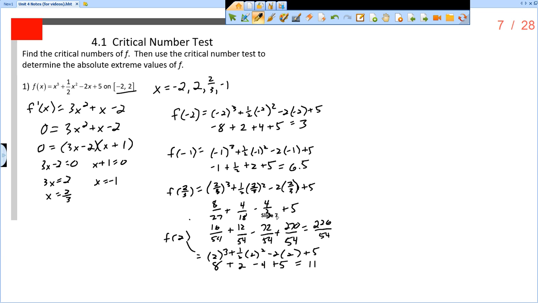All right, so which is the least of these? Which is the greatest of these? Well, 270 54ths, that was 5, and so this is a little bit less than 5, right? So this is less than 5. This is 11. This is 6.5, and this is 3. So what is the least? 3 is the least, so 3 is the minimum, and 11 is the max. All right, so that is slide number 7.